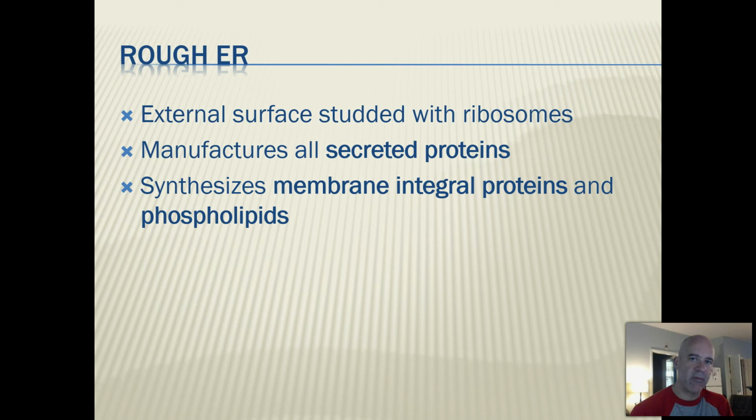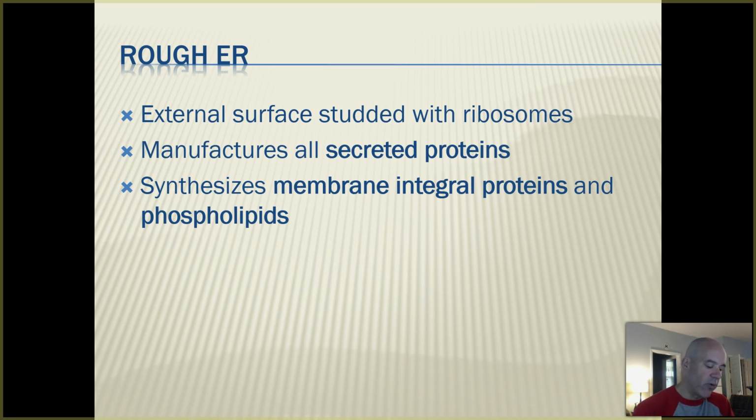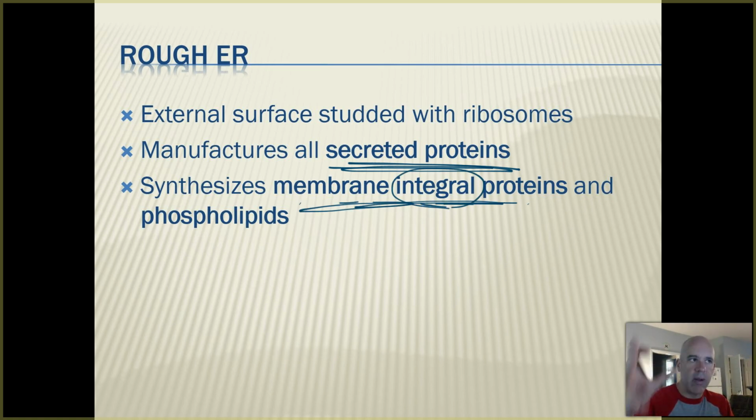All right, so what's your main function of the rough ER? Again, the rough ER manufactures secreted proteins. So those are proteins that cells are going to release into the extracellular fluid. A lot of times those are hormones or signaling molecules that cells are sending to each other. They make those inside the cell and they've got to secrete them over to the outside. And if those are proteins, they're going to be made on the rough ER. The rough ER also makes any membrane proteins. Integral protein just means a protein that is stuck in the membrane. It's an integral part of the cell membrane.